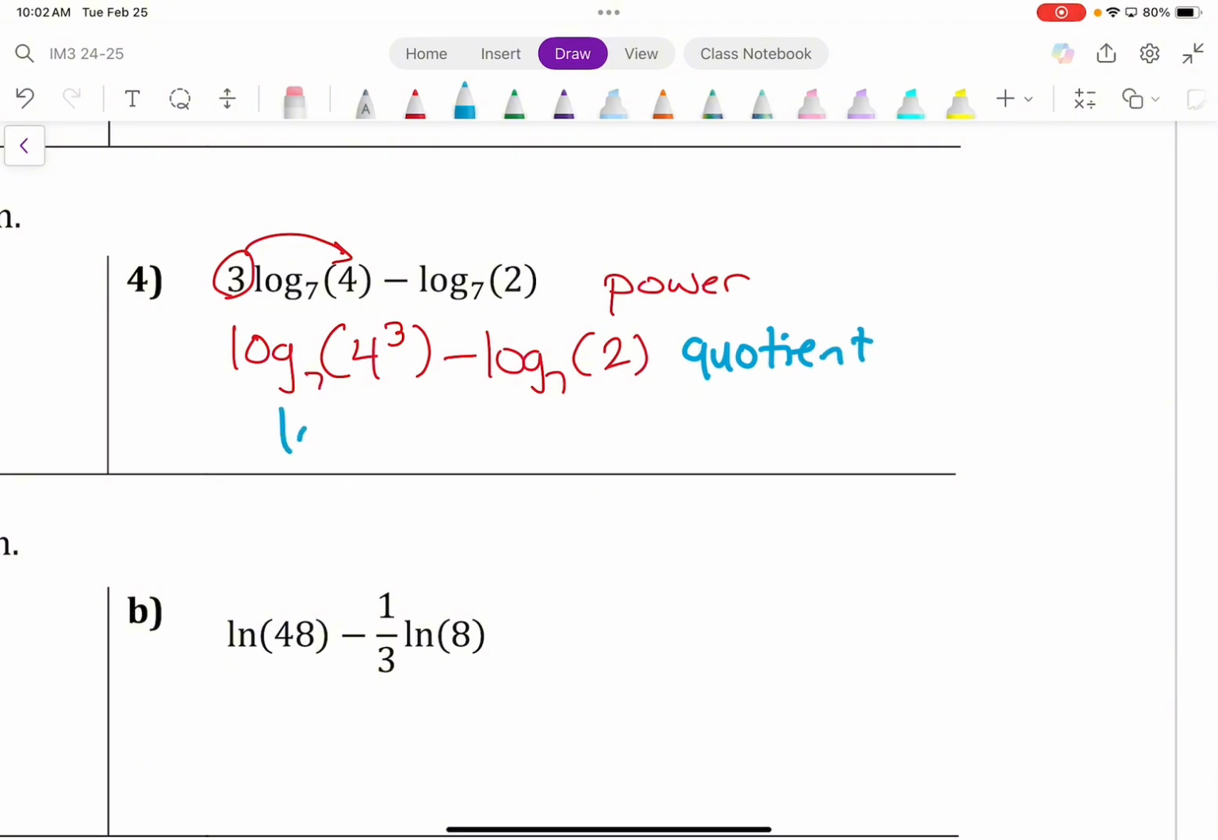I'm going to get the following. Log base 7 of, what is 4 to the third? 4 to the third, 4 times 4 times 4 is 64, over 2, which equals 32. Log base 7 of 32 is our final solution.